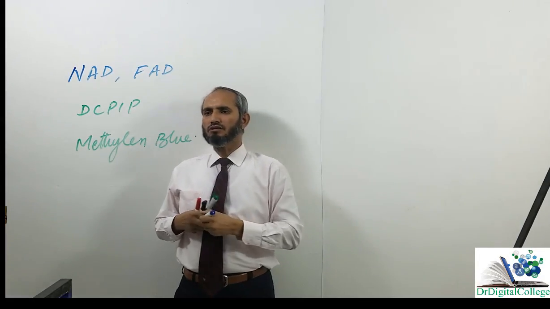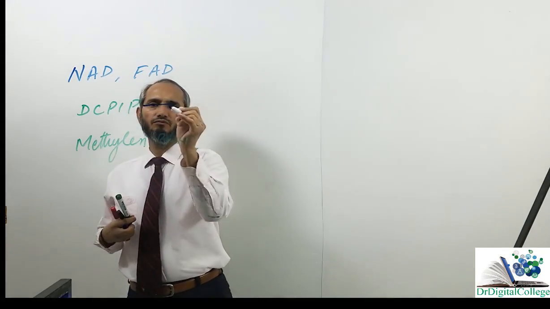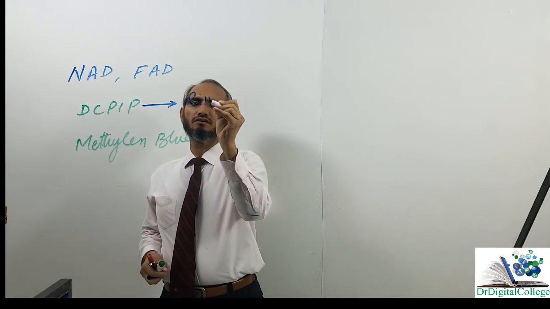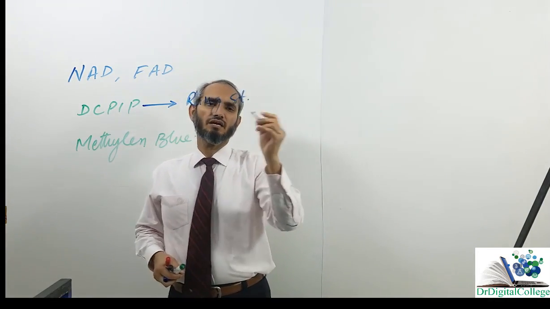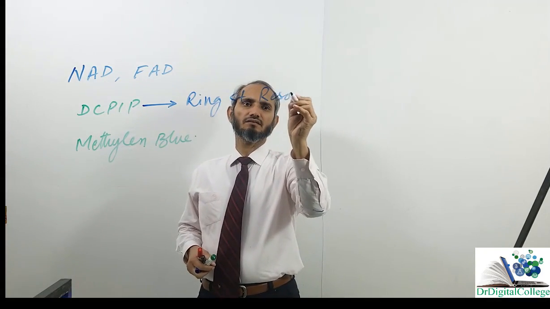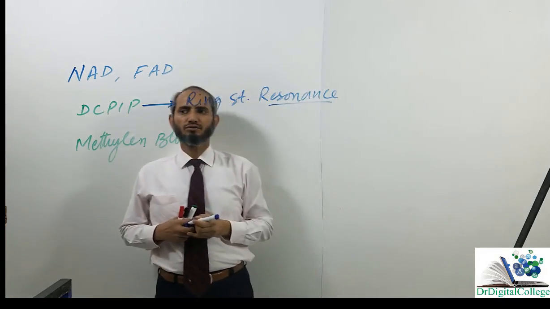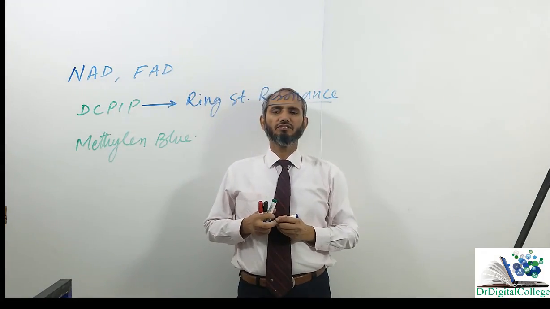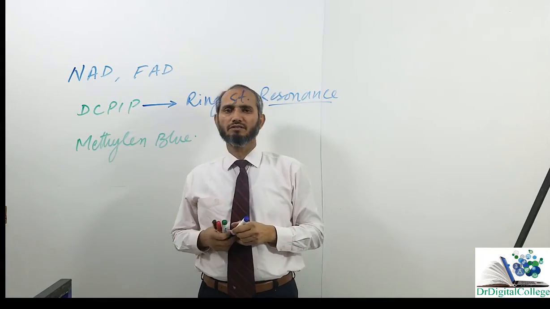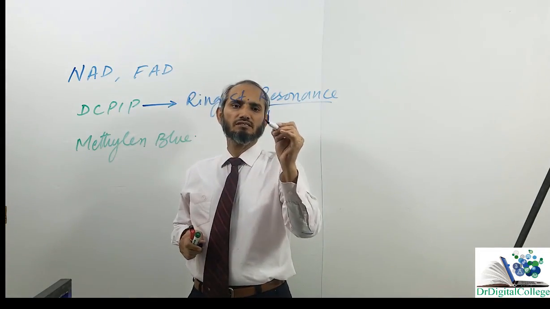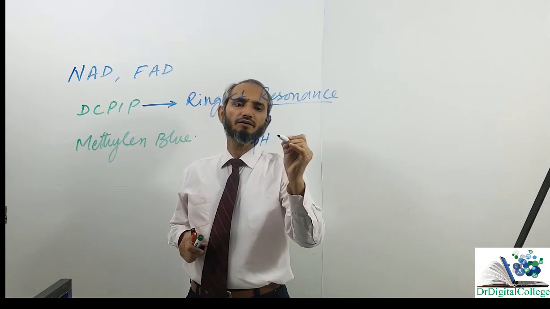If we talk about DCPIP, dichlorophenol indophenol, this is a ring structure and it has a resonance ring. The resonance ring is there so that it can attach hydrogen to itself or remove hydrogen from it. It is also called a pH indicator.